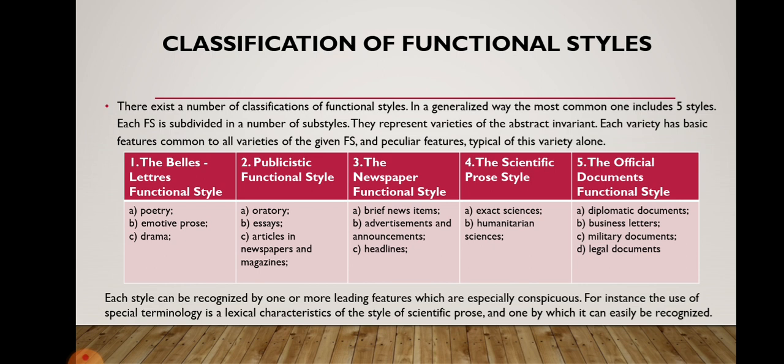So most linguists, including Galperin, point out 5 functional styles, such as the belles-lettres functional style, which includes substyles such as poetry, emotive prose, and drama. The second, publicistic functional style, including oratory, essays, articles in newspapers and magazines. The third, the newspaper functional style: brief news items, advertisements and announcements, headlines. The scientific prose style, which includes the substyles of exact sciences and humanitarian sciences, and the functional style of official documents.